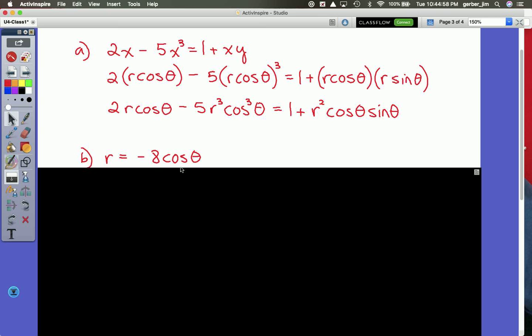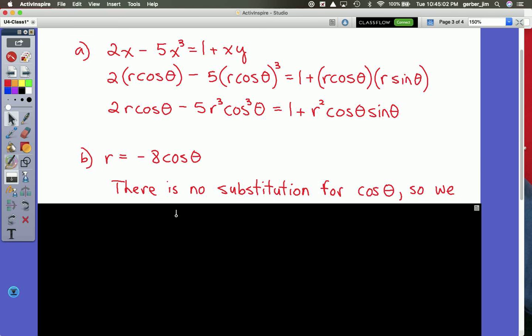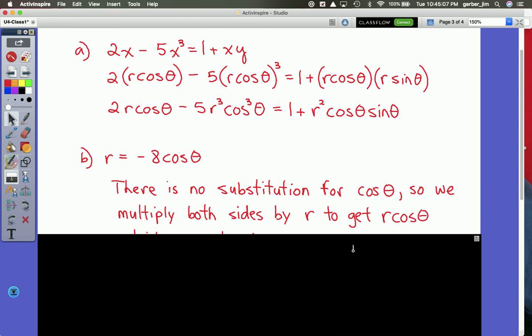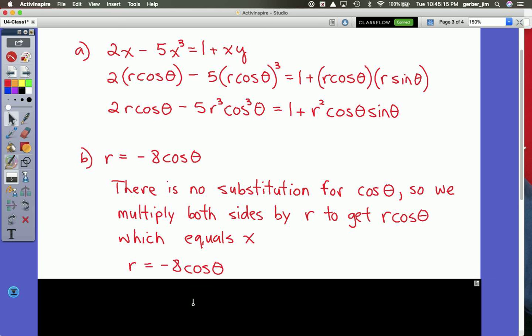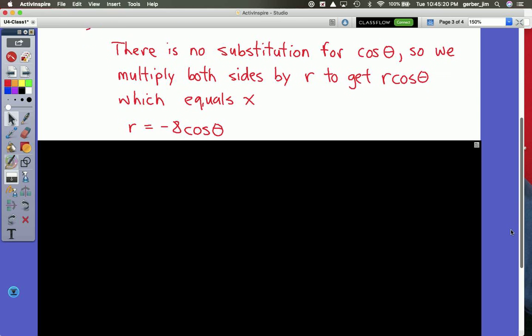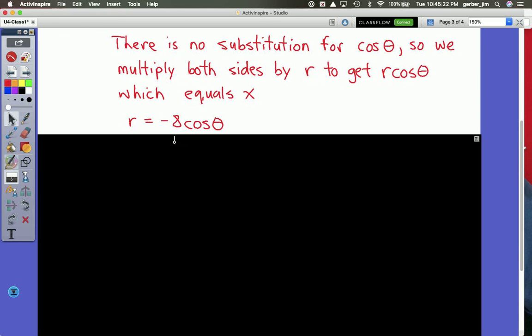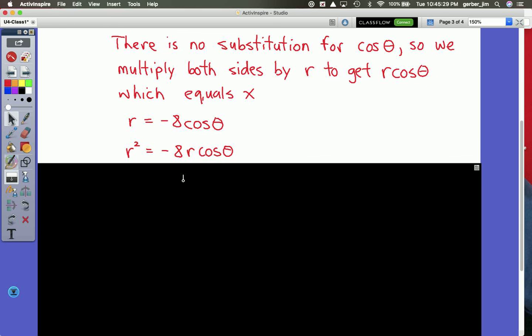We don't have a conversion for 8 cos theta, but we do have a conversion for r cos theta. We don't have anything for cos theta, but if we multiplied that by r, we do have a nice conversion for r cos theta. We know that r cos theta equals x. And so, if I multiply both sides of r equals negative 8 cosine theta by r, then my left side becomes r squared, and my right side becomes negative 8r cosine theta.